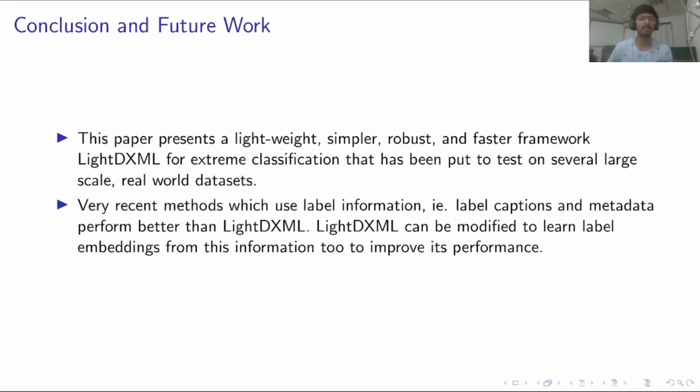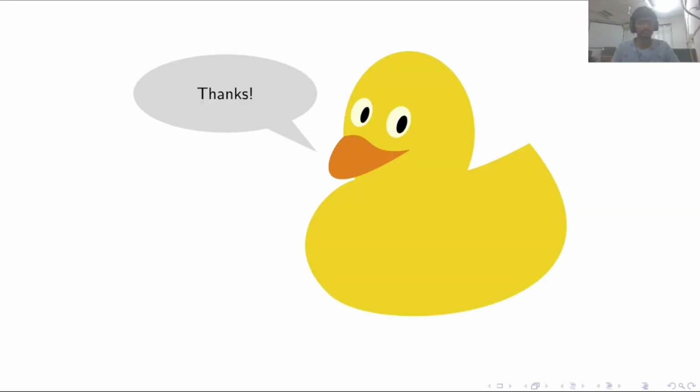Several new methods have tried to learn label embeddings from label metadata, which is not used in LightDXML because it is situation specific whether label metadata is available or not. But in case it is available, it can also be easily incorporated in the LightDXML algorithm while learning the label encoder, and this will also significantly improve its performance.